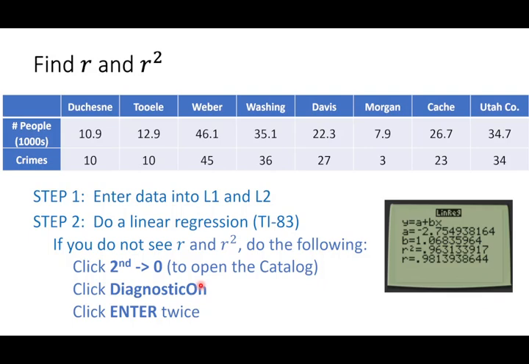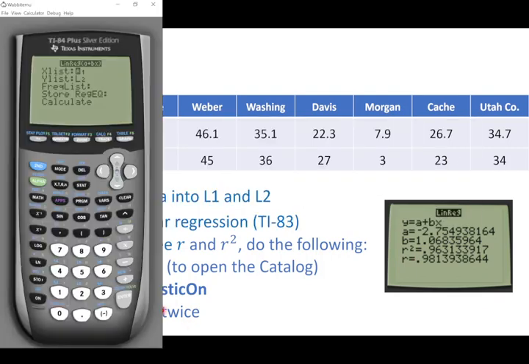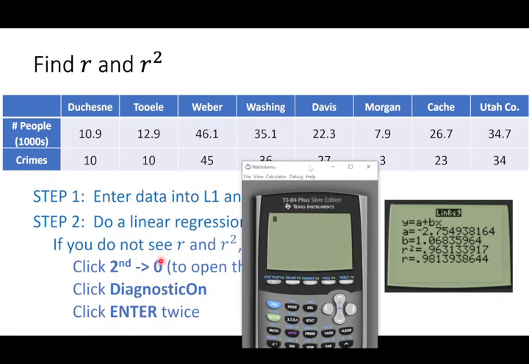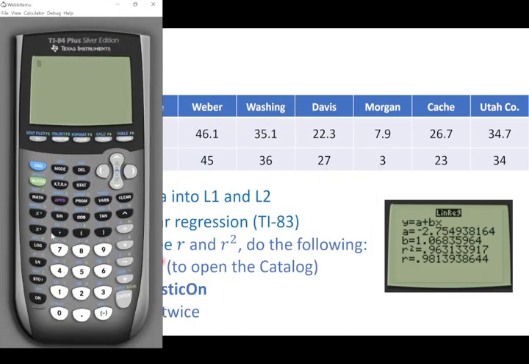Same thing, it's probably turned off by default on your 83. If R and R squared are not showing up on the 83, you'll need to find it a different way. And the 84 can do it too. So you can do this on the TI-84 as well.